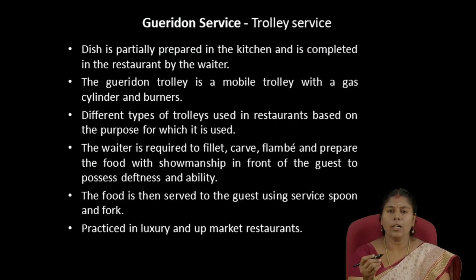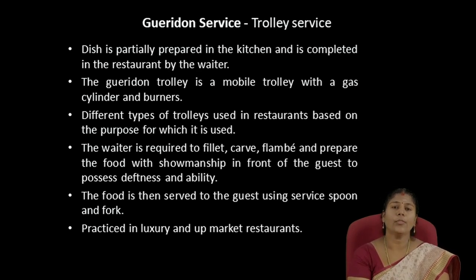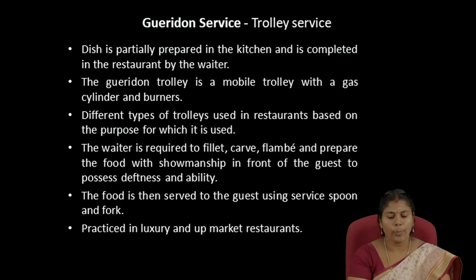In this Guardian service, the food items are partially cooked in the kitchen and taken in the trolley by the waiter, and there, in front of the customer, using the kitchen equipment, burner and gas cylinder, the food is cooked in front of the customers and served in an attractive way. Different types of trolleys are used in different restaurants according to their menu. In this service, the waiter requires specific skills.